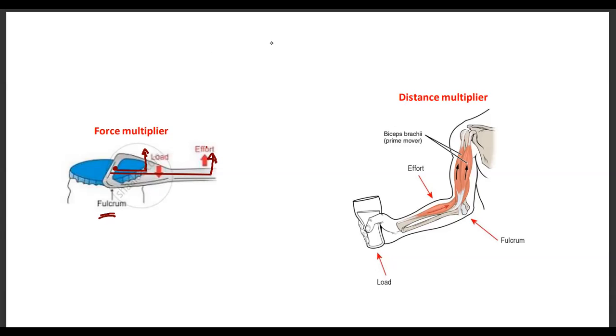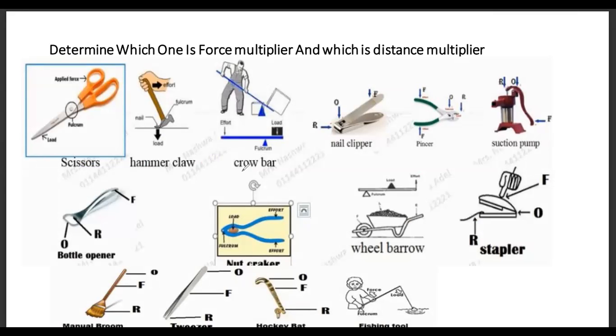Let's see this arm. Here is the pivot, and here is the load, and here is the effort. So to measure the distance between the effort and the fulcrum and the load and the fulcrum, which one is longer? It's clear that the load distance is greater than the effort distance. That's why the arm acts as a distance multiplier. Here we have some levers. Let's classify them into distance multiplier or force multiplier.